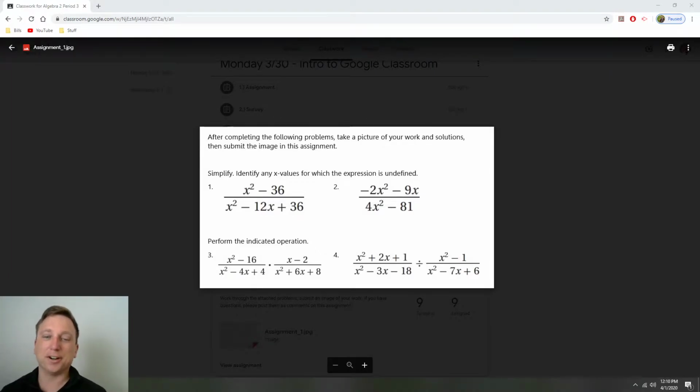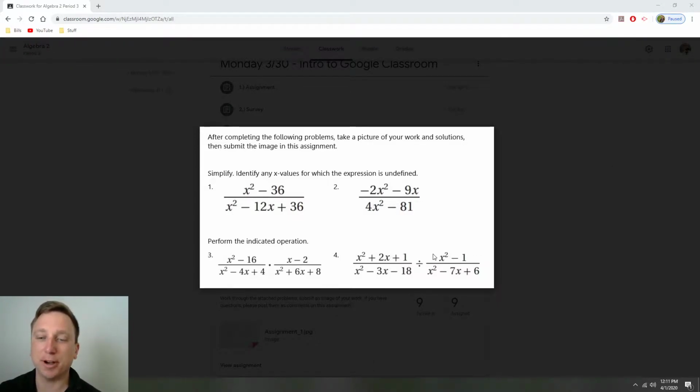All right, here we are on number 4 of this week's assignment, the last problem we were asked to do. This is a problem where we're asked to divide two rational expressions. So we'll talk about what happens when we divide rational expressions, and we'll get through it.